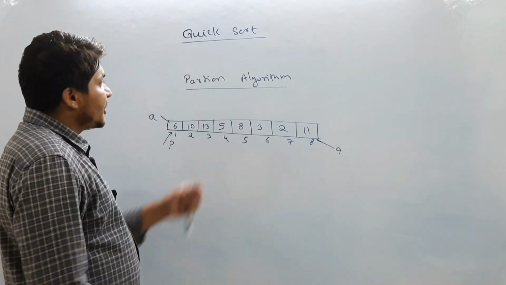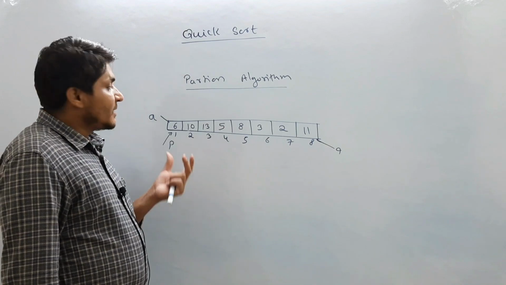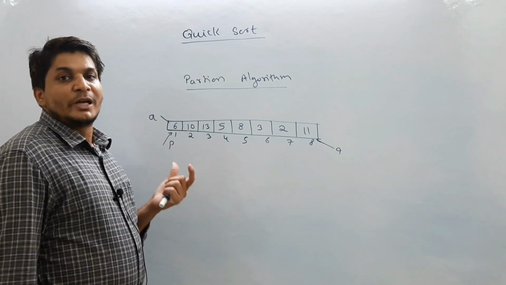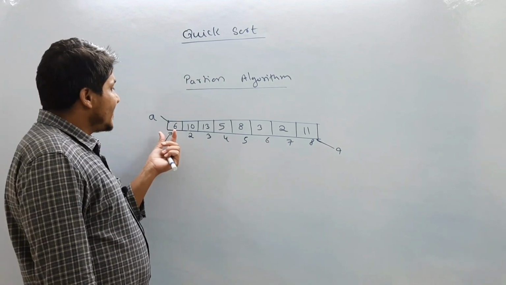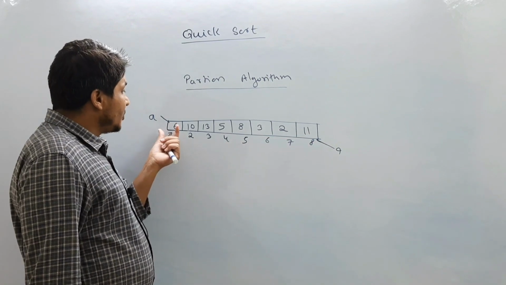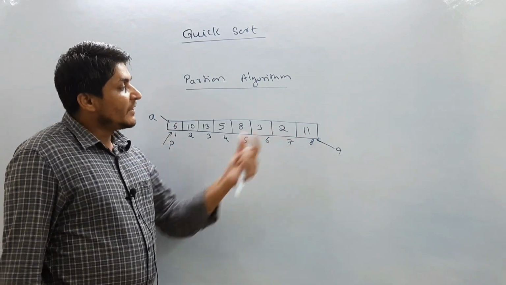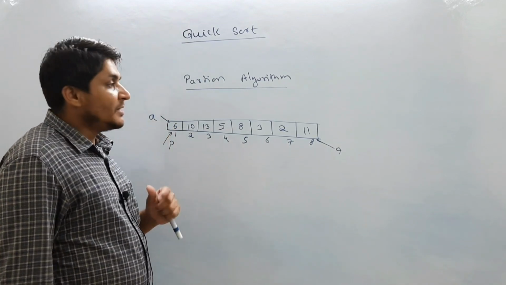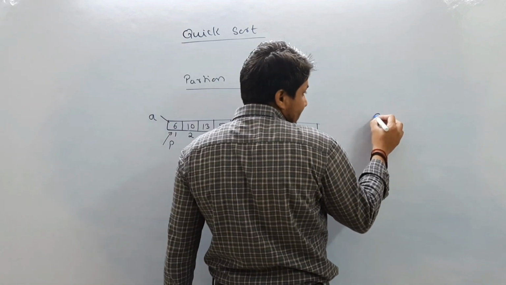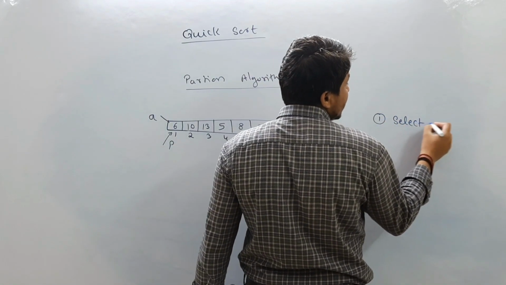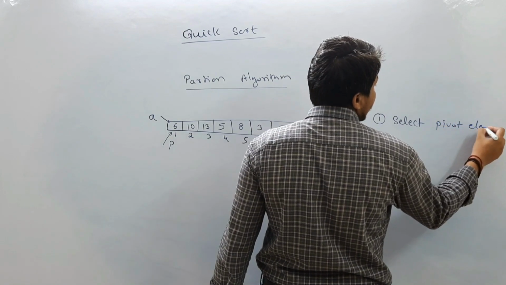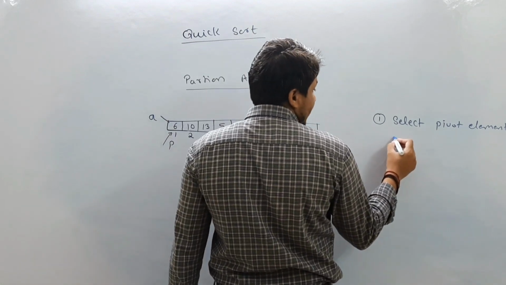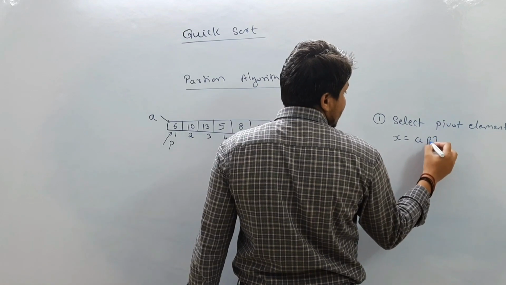So what is the partition algorithm actually? You have to follow some steps in order to understand it. First, you have to assume a pivot element. You can take the first element as the pivot element, or you can take the last element. In this example I will explain by taking the first element as the pivot element. So the first step is to select the pivot element. Let's suppose x equals A of p, meaning we have selected the first element.